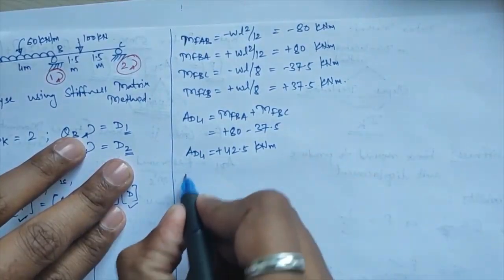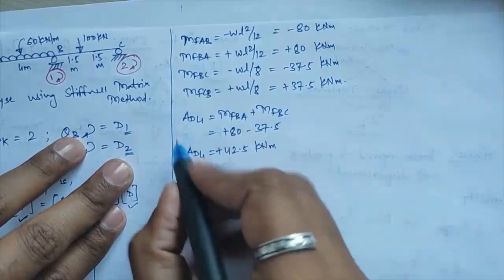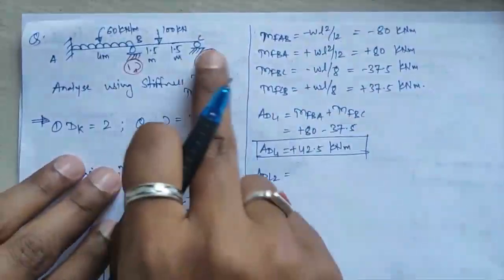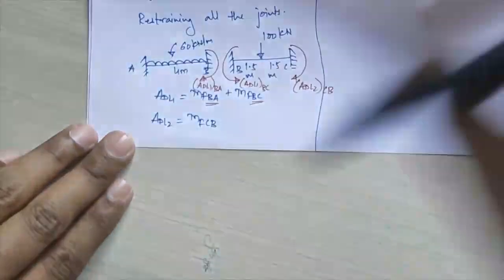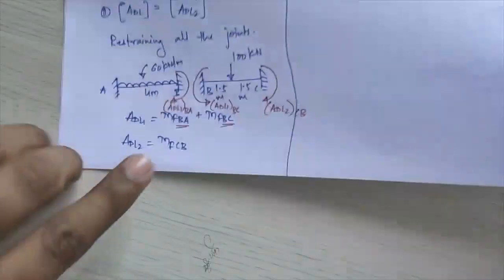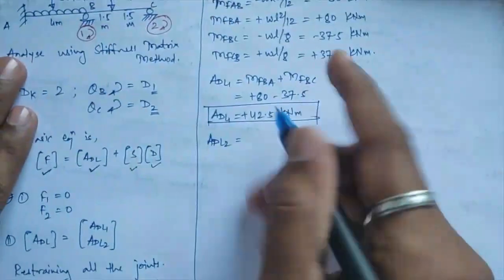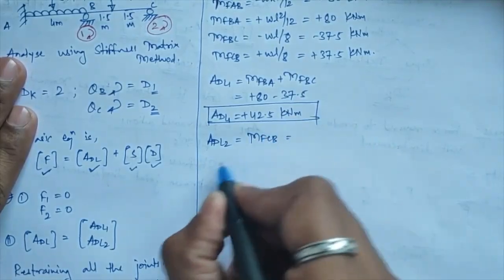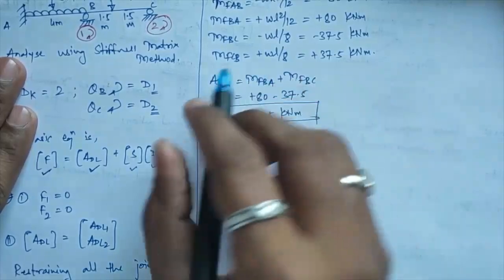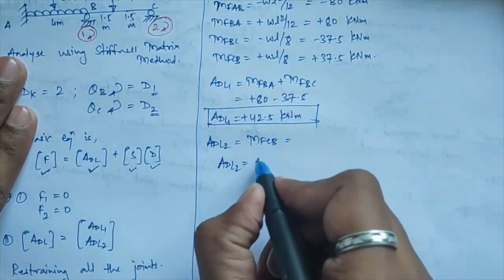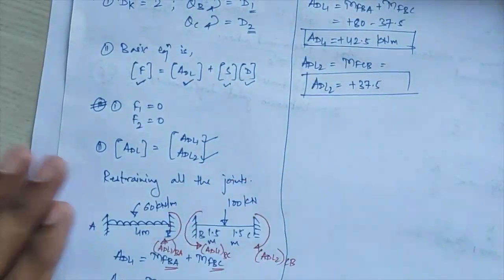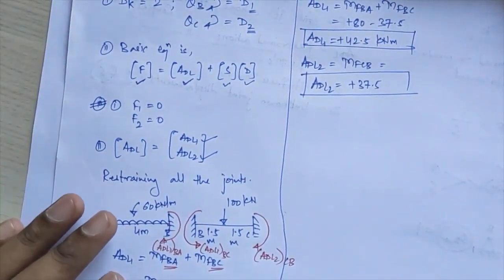Okay, same way I will calculate ADL2 value. ADL2, that is your selected second coordinate over here. So for that ADL2 I am getting equal to MF CB. In this diagram you will understand that. So here I will write MF CB. So I will calculate this MF CB, ADL2, MF CB I am having equal to plus 37.5. Okay, so these two values I am getting, ADL1 and ADL2.